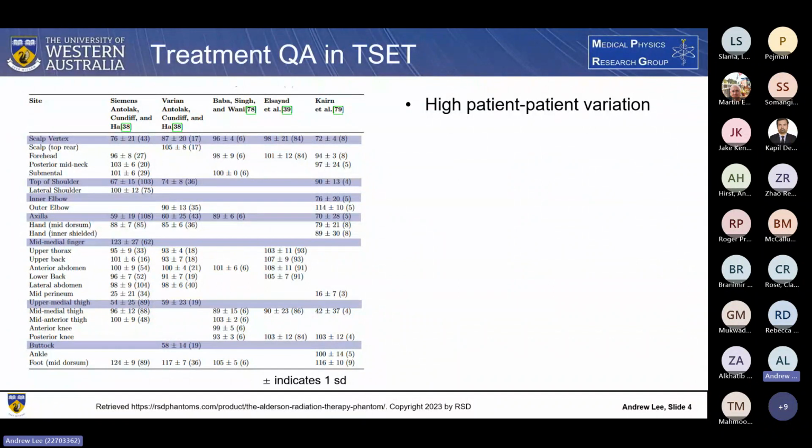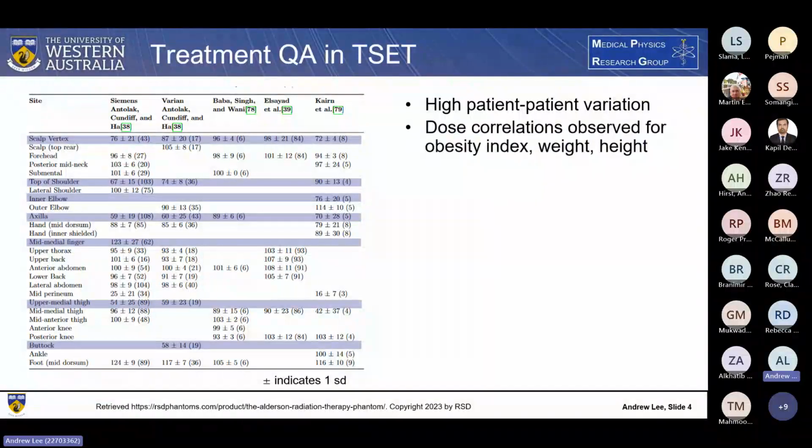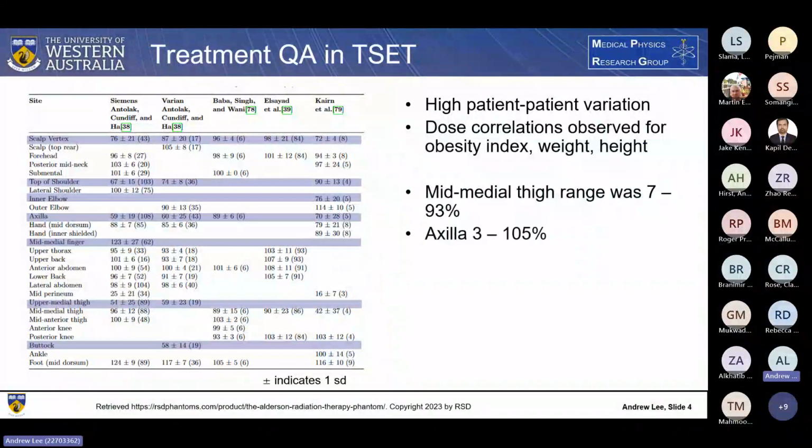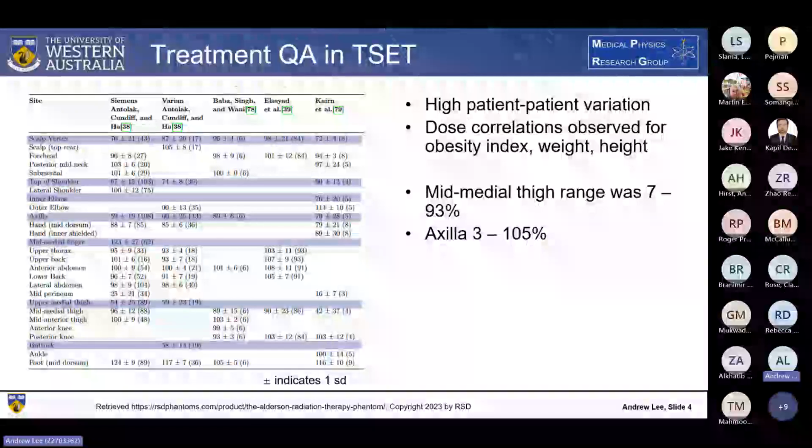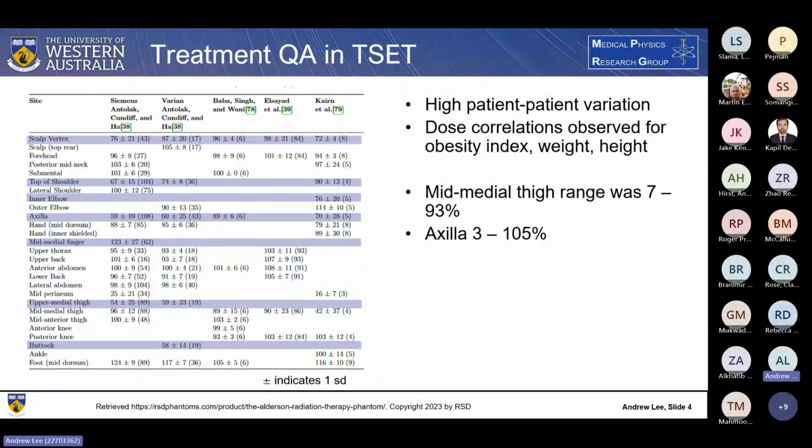Now, it might be hard for you to read on the screen, unfortunately, but in particular, there have been correlations found between studies for obesity index, weight, and height for dose correlations. For some areas, like the mid-medial thigh and the axilla, you can see the dose range is quite significant. So some patients will receive dose which is perfectly as prescribed, while others will need a boost completely.